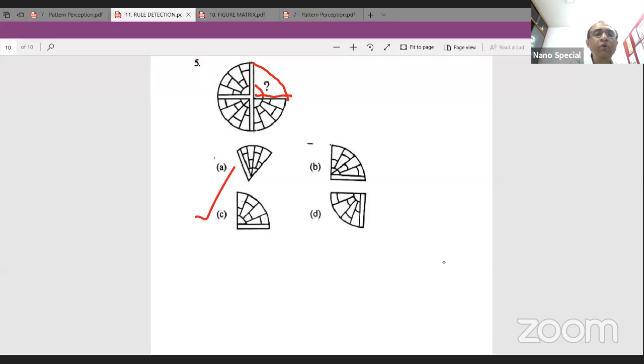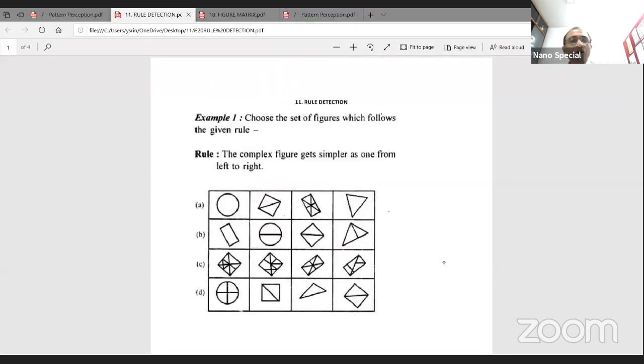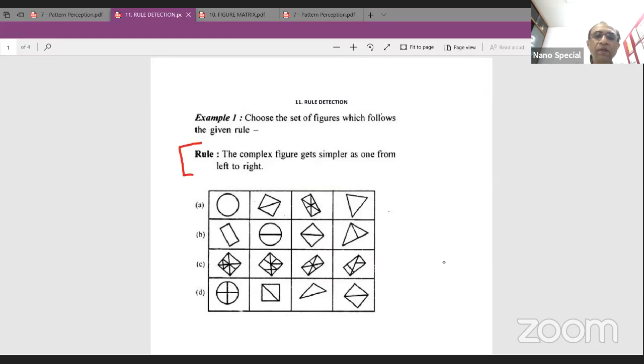Let's look at rule detection, another kind of non-verbal reasoning. Okay, so here there is a rule and we'll have to see, out of the options given, which of the options follows the rule that is given. So here, what is the rule? The rule is stated here. The complex figure gets simpler as one moves from left to right.